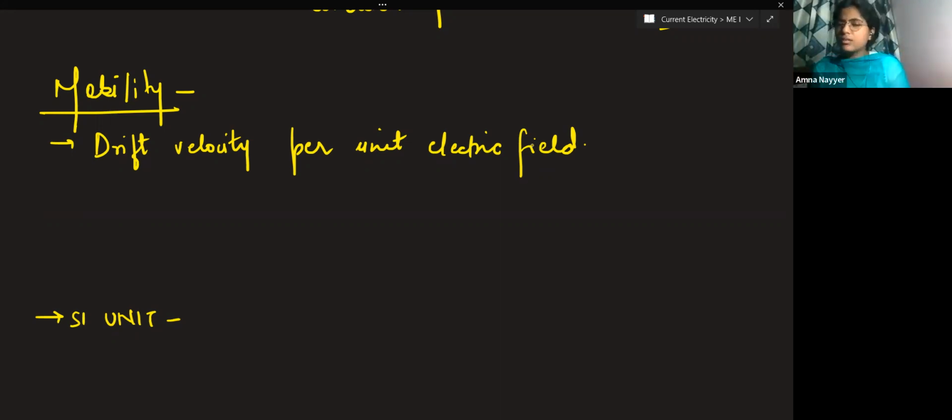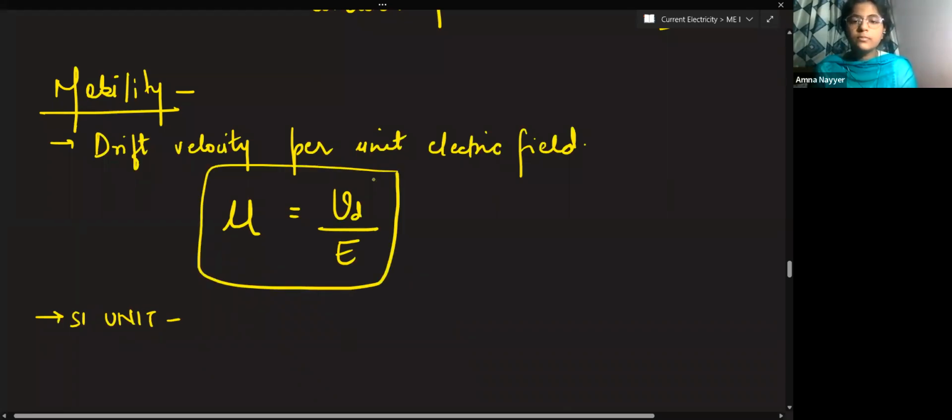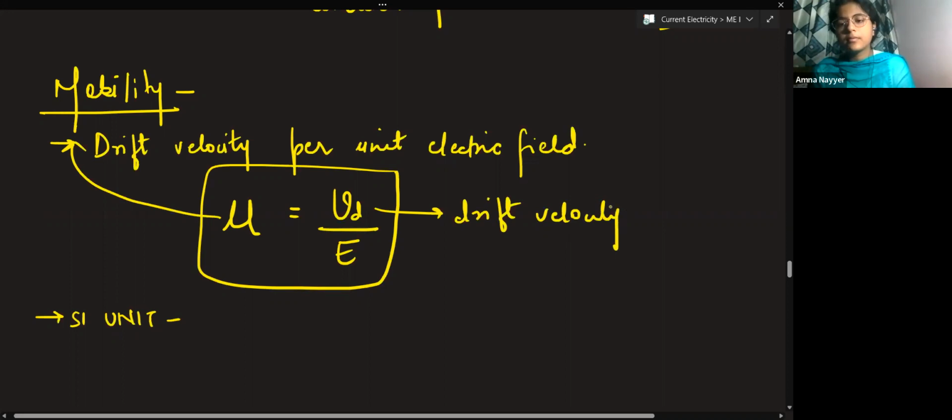So you can get a formula-based question from this. We denote it through this symbol. This is known as mu, drift velocity divided by electric field. So this is mobility. This is drift velocity. And this is electric field.